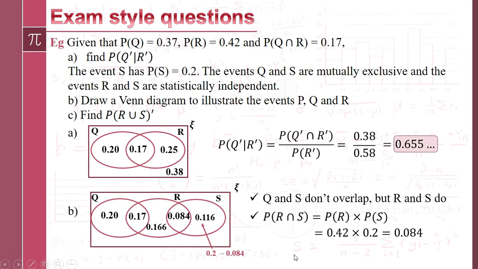And then the final bit again is anything that's not in Q, R or S. So let's add up all those bits there, take them away from 1, and we get 0.264. So there's our Venn diagram sorted. So that's part B done.